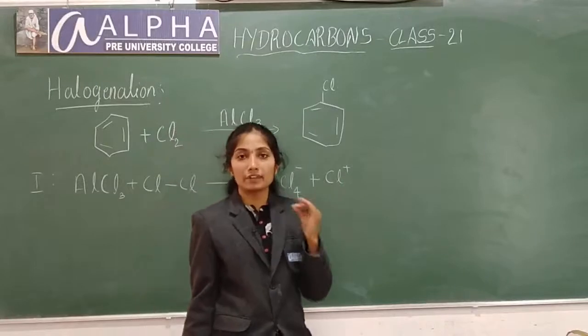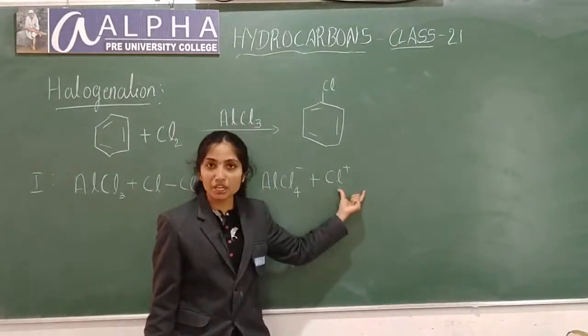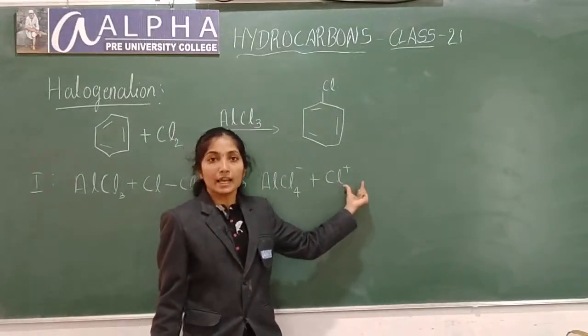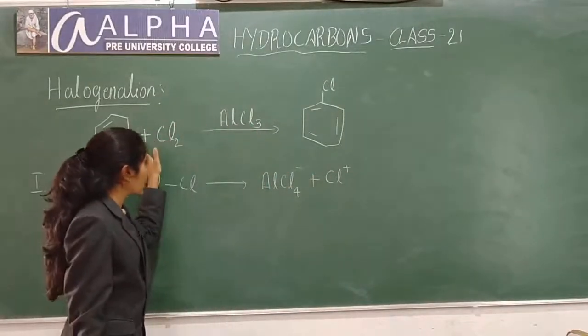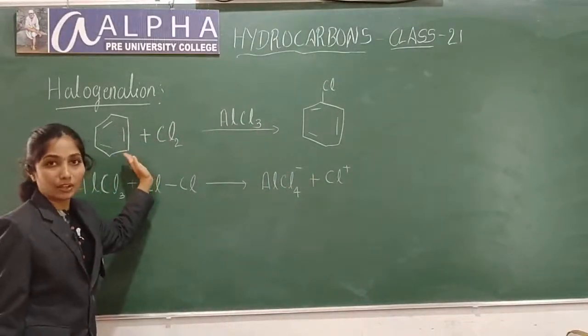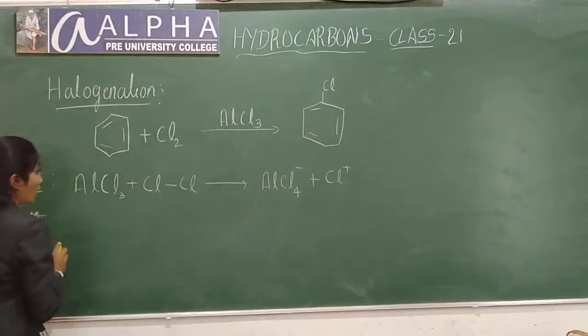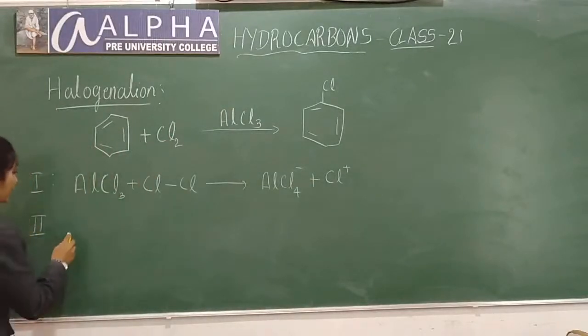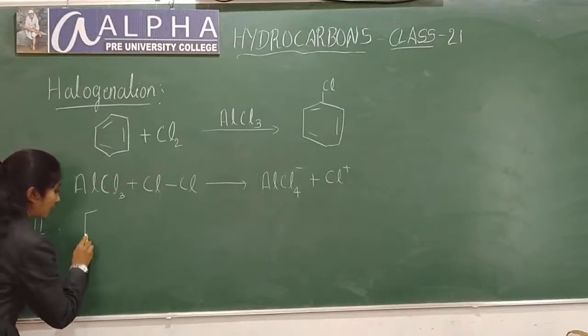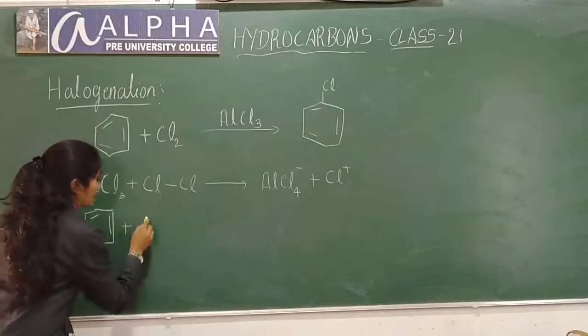Electrophile means electron loving species. This is deficient in electrons. So what will happen? It will attack the electron rich center, that is benzene. So the second step is attack of electrophile on the benzene ring. So what will happen in the second step? The benzene ring reacts with that Cl plus.